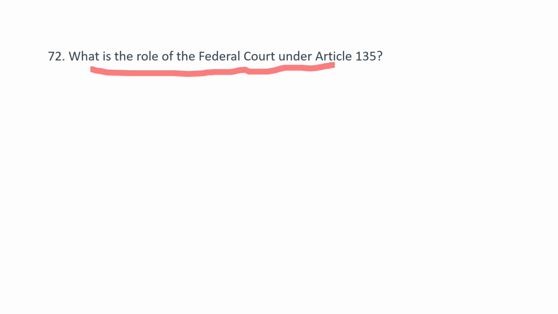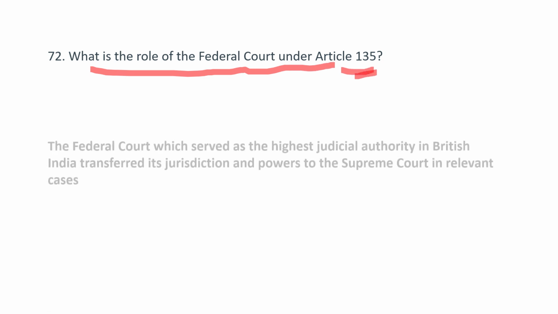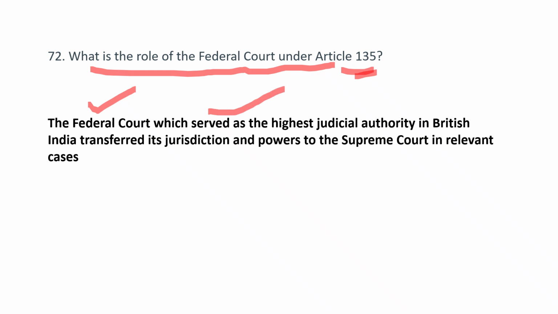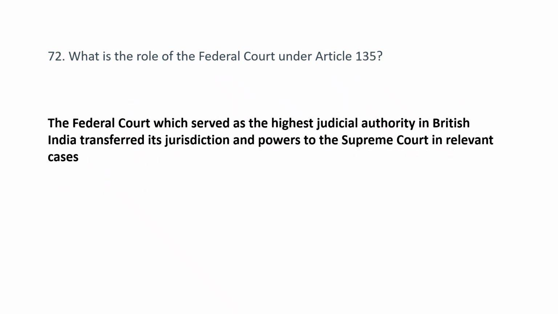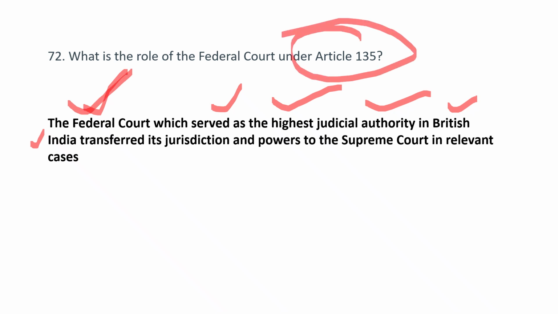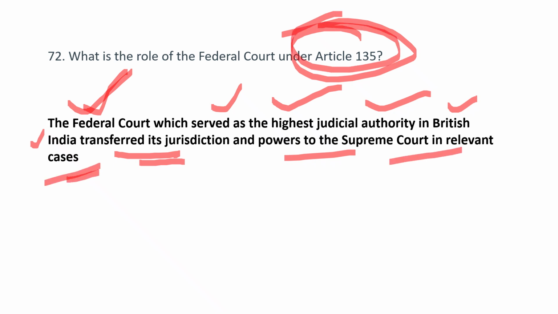What is the role of the federal court under Article 135? The federal court, which served as the highest judicial authority in British India, transferred its jurisdiction and powers to the Supreme Court in relevant cases. Okay, see here. The federal court is the court which served as the highest judicial authority in British India. Under Article 135, the federal court transferred its jurisdiction and powers to the Supreme Court in relevant cases. Okay, it is under Article 135. Next question.